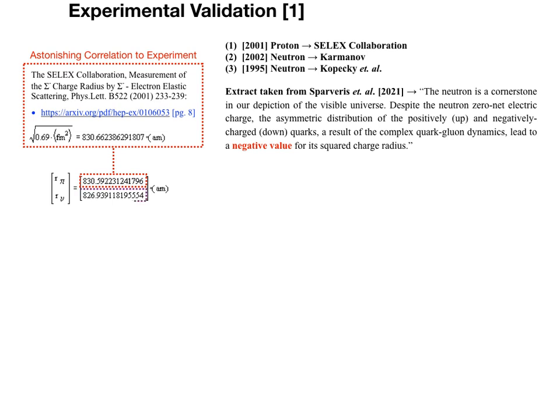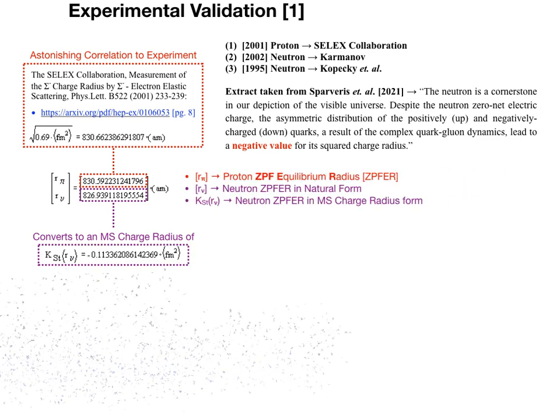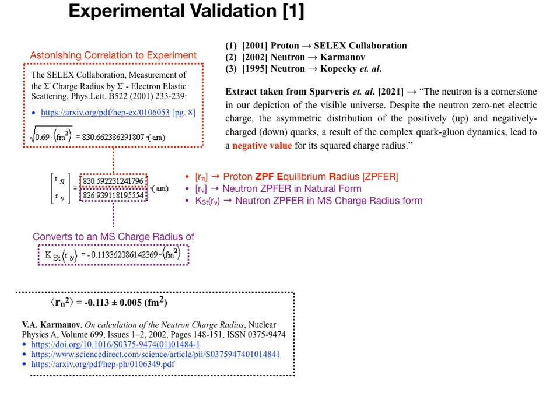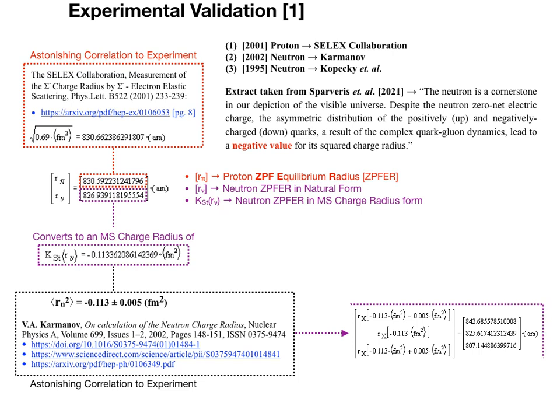Next, let's compare our hypothesis to the mean squared charge radius of the neutron. Once again, we see an astonishing correlation of our zero-point field equilibrium radius to experimental observation. Thus, we have experimentally validated our hypothesis with respect to the neutron.